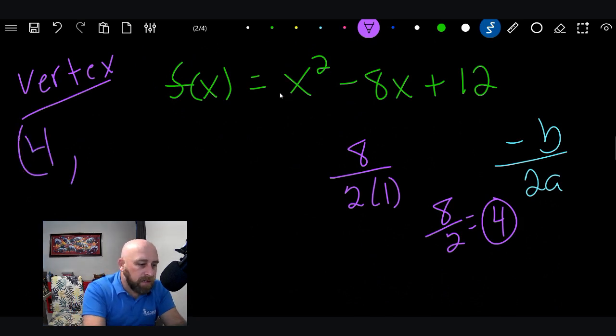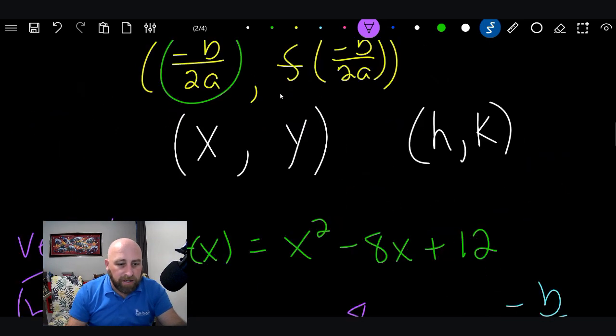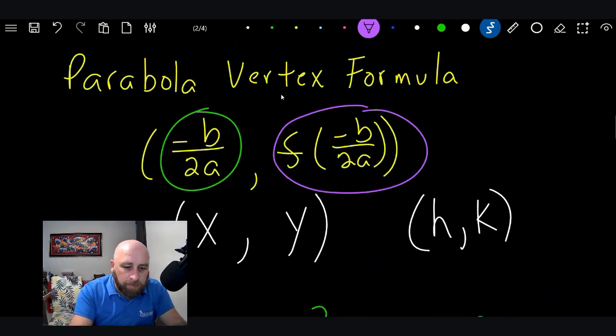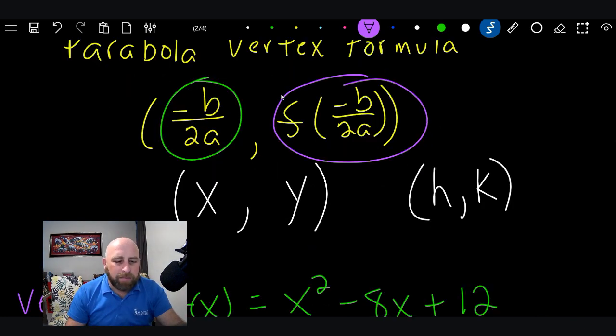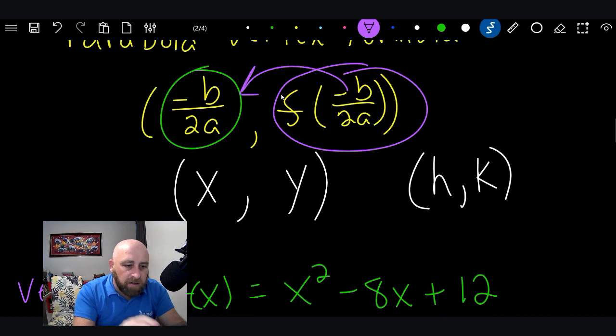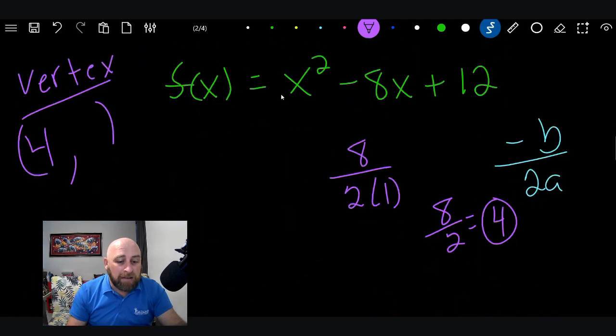So our vertex is 4 something. We don't know what the other part is yet. What does the other part say? The other part says this: it's the function of negative b over 2a. What does that mean? Well, it's the function of this. Or in other words, once you solve that, then you can add in the function.